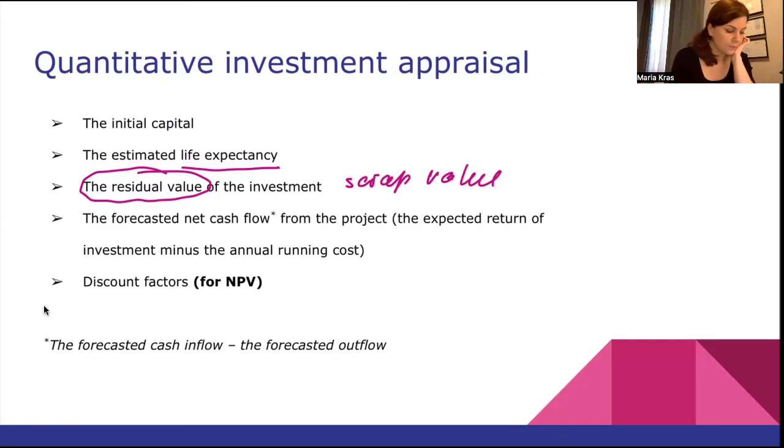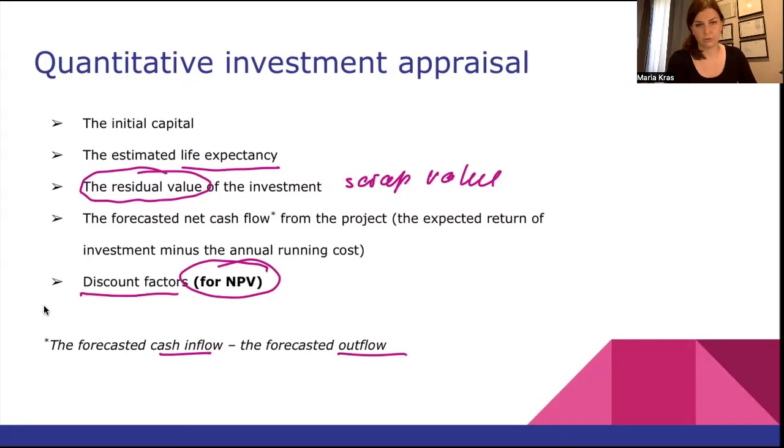That's your scrap value. You need to know the forecasted net cash flow from the project, which is cash inflow minus your cash outflow. That would be your expected return from the investment. And for our NPV tool that we're going to use to study today, you would need to know discount factors, and we'll get there today as well.